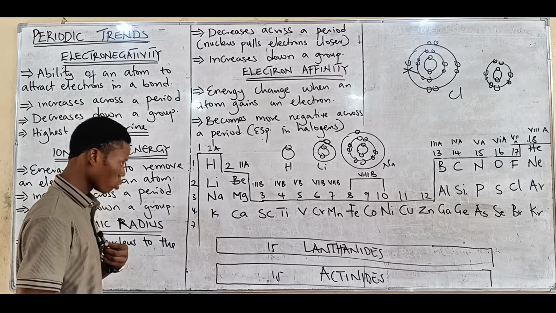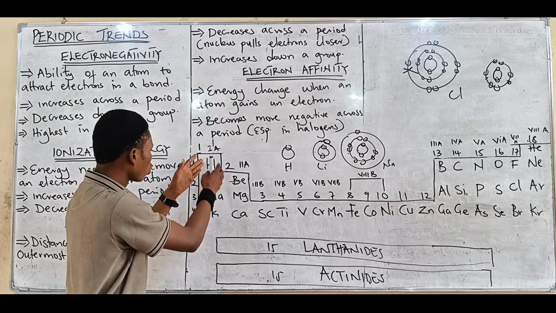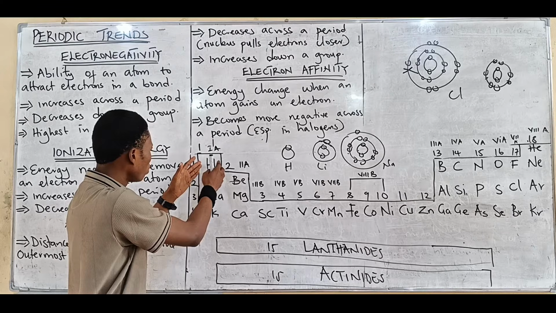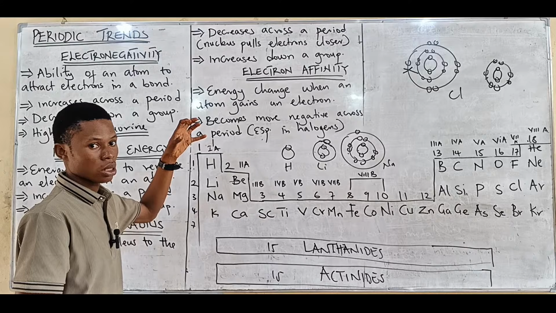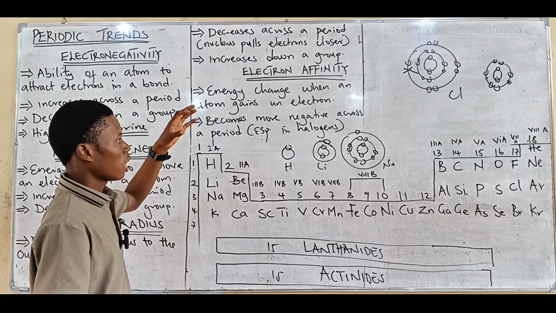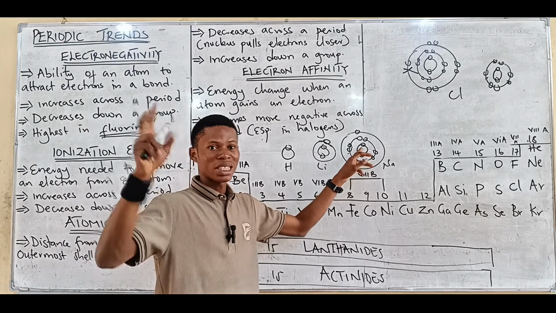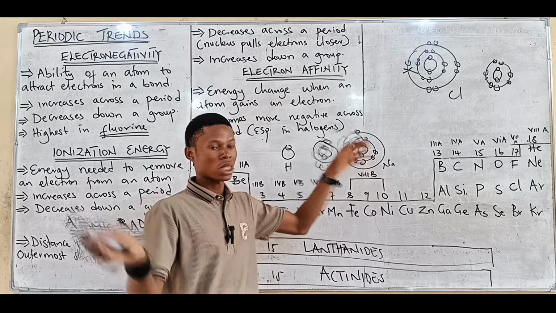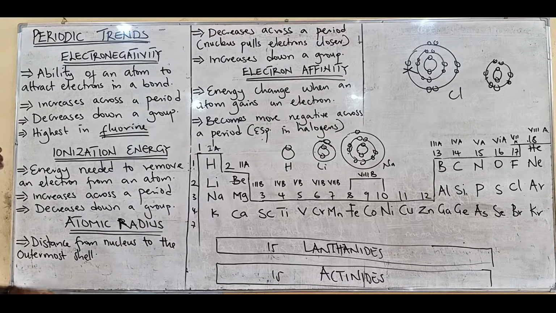Why is it decreasing down the group? Electronegativity decreases down the group because you agree with me that as you're going down the group, the number of shells is increasing. The number of shells is increasing. And the farther away the electron is from the nucleus, the more easily it can be given out instead of attracting. All right, that's that. Now, the most electronegative element, take note because it's an exam question. The most electronegative element is fluorine. Fluorine is the most electronegative element.